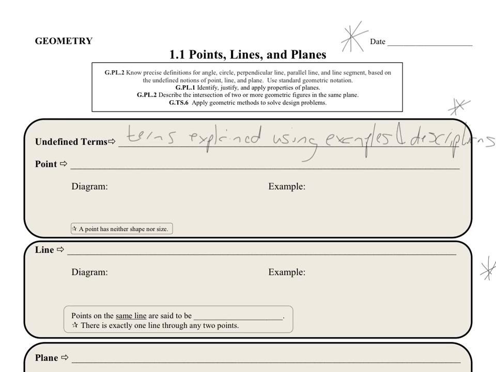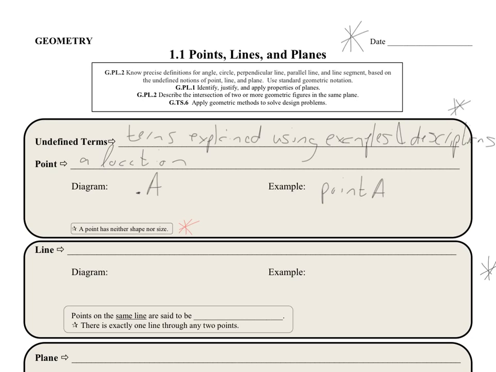Our first undefined term we are going to go over is a point, which can simply be described as a location. The diagram of a point is simply just a dot with a capital letter that represents that point, and how we would write it is point A. One important characteristic of points that we need to know is that they neither have shape nor size.